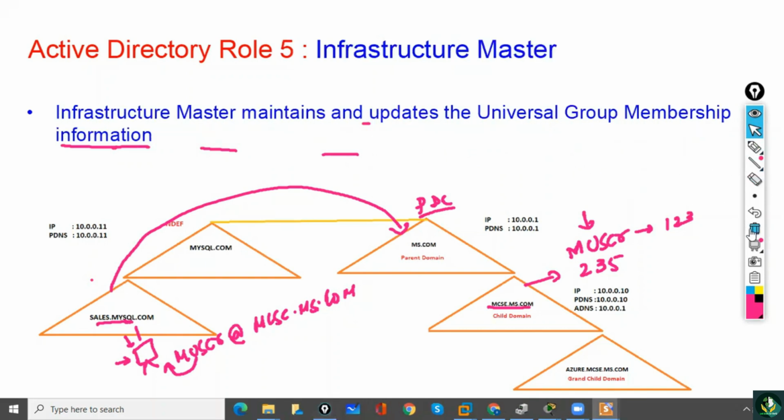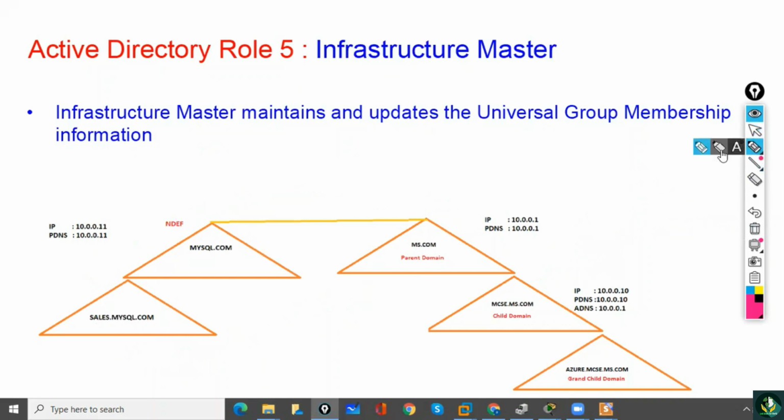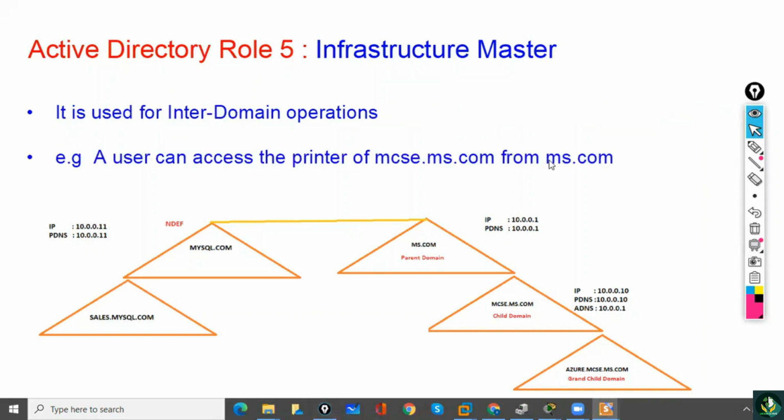Okay guys, so this was about the PDC emulator. Now we'll see the fifth role, infrastructure master. What is the use of this infrastructure master? Infrastructure master maintains and updates the universal group membership information. Let us try to understand what is the meaning of this, maintaining and updating the universal group membership.